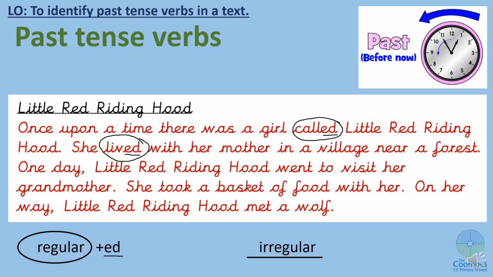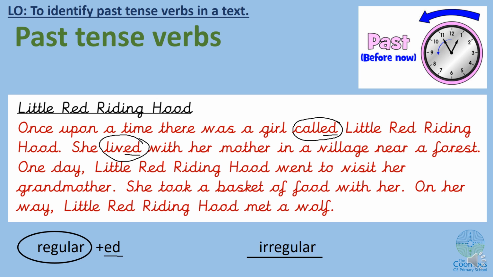Then I need to move on to try and find some irregular past tense verbs. These are trickier because they don't follow the spelling rule, but we still need to think, are they a verb? Can you do it? And if you can do it, it's a verb, and you need to check its past tense. So let's try reading it again and find the irregular past tense verbs.